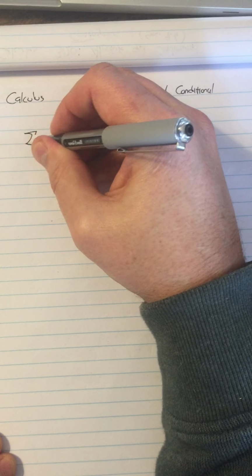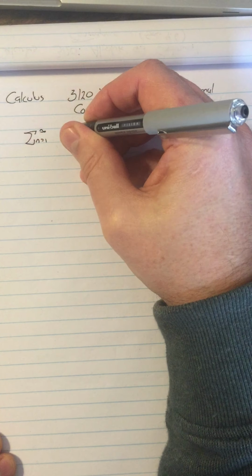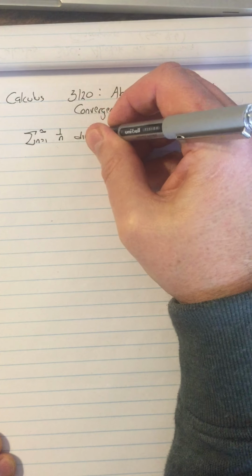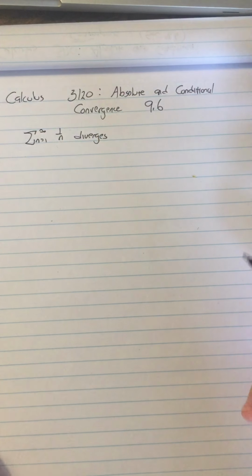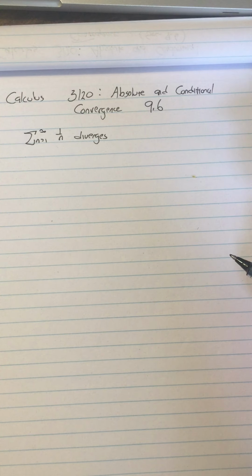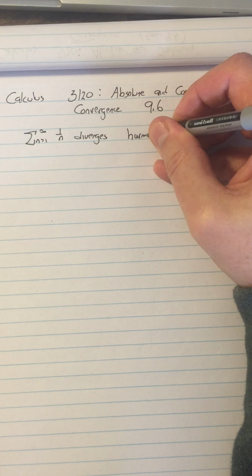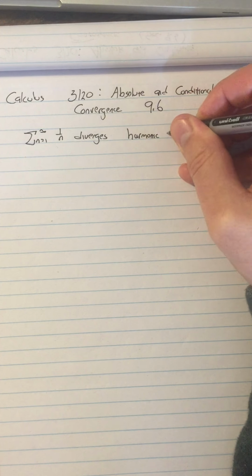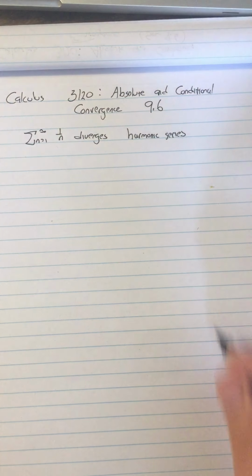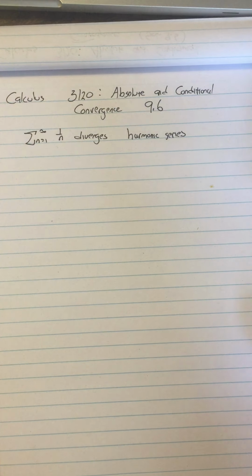So what this starts with is some things that we know. We know that the sum from n equals 1 to infinity of 1 over n diverges, because it's a p-series with p equals 1, but we can also say that it is the harmonic series. We can say either one of those things. And I like harmonic series because it's sort of poetic.